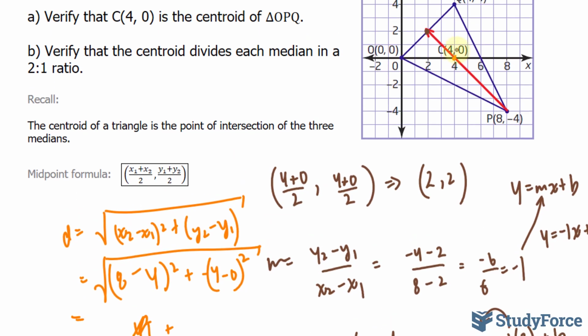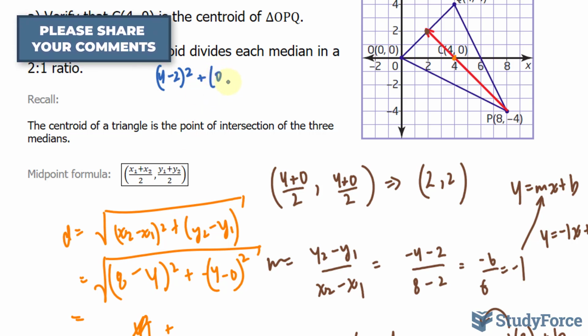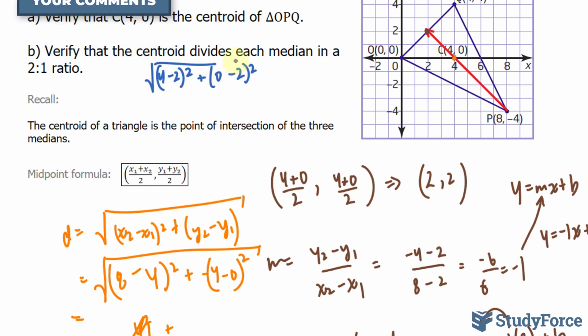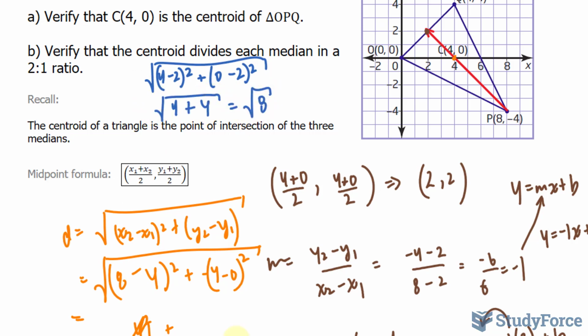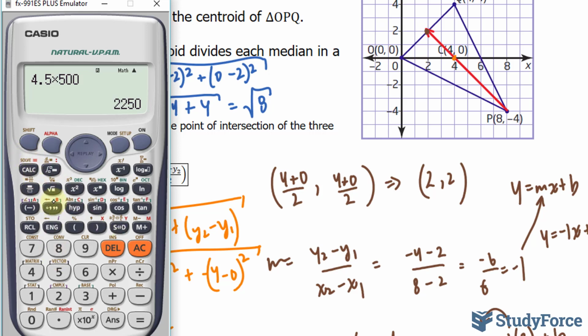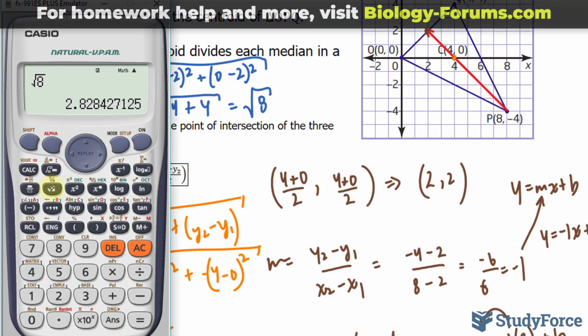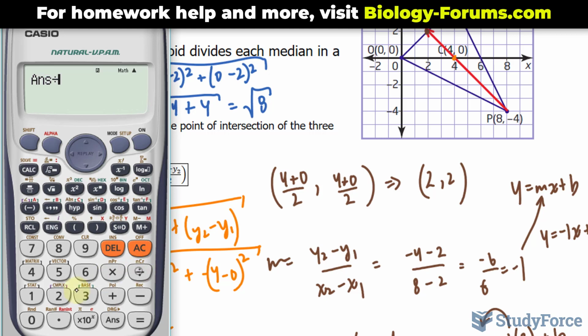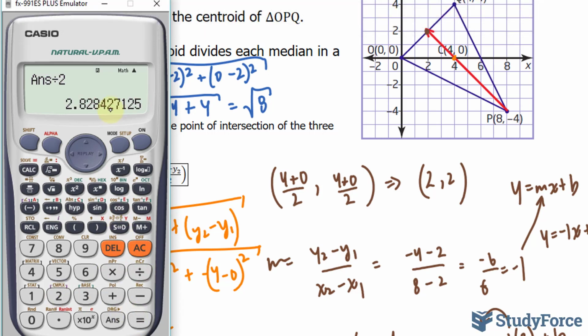But now I want to find the distance from here to here. I'll show my work in this space. We have x2 minus x1, so 4 minus 2 squared plus y2 minus y1, 0 minus 2 squared. 4 minus 2 is 2 to the power of 2 is 4 plus 4. We have the square root of 8. Let's find out what that is. The square root of 8 as a decimal is equal to 2.82. And the square root of 32, divide that by 2, we end up with 2.82.